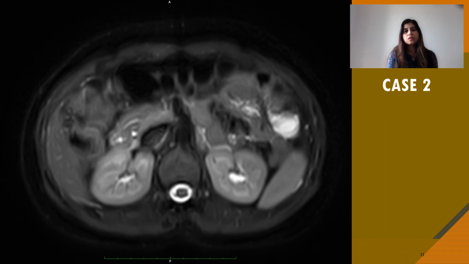This is case number 2. She was a female of 28 years, and we can see similar images equivalent to the previous one. Here we can see the linear transverse structure, that is the dorsal pancreatic duct, which is opening into the minor papilla, and posteriorly this is the CBD, which is coursing further downwards to open into the major papilla.